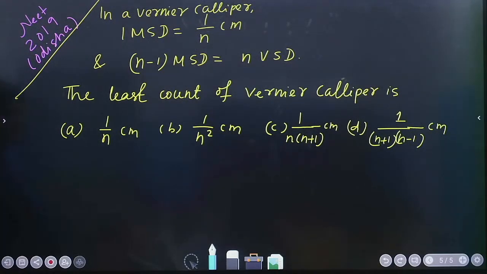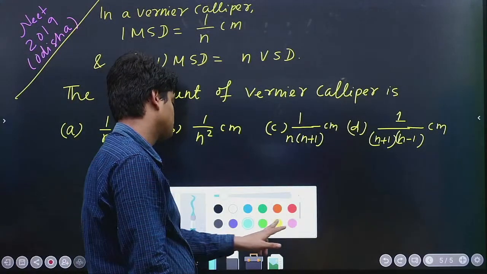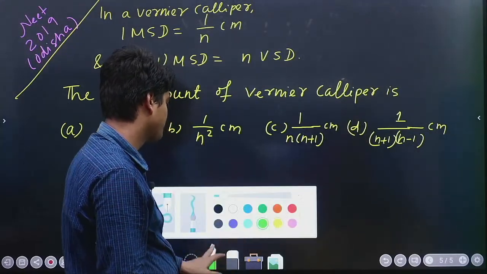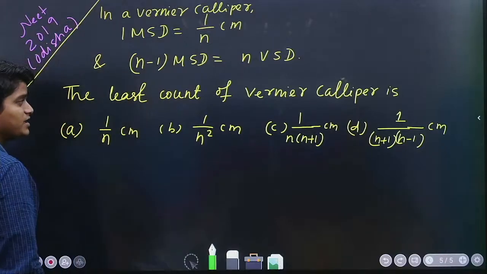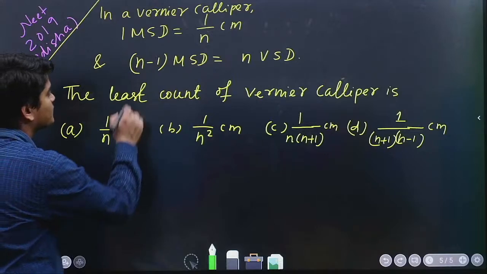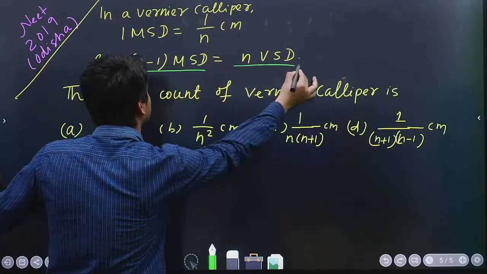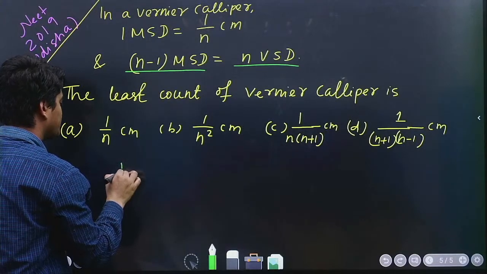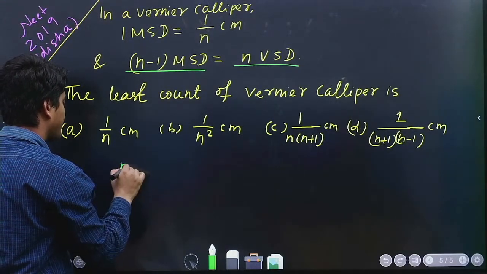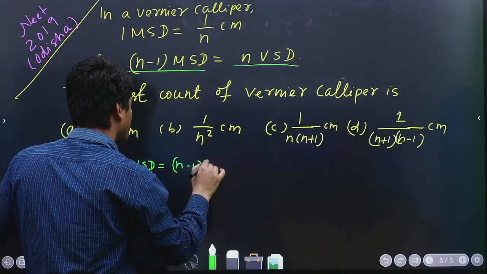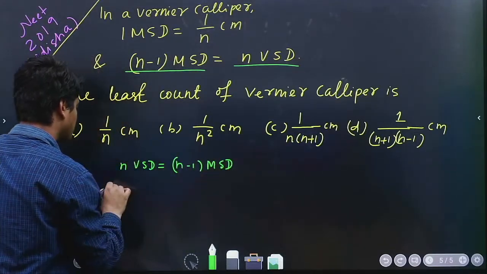Is it entering your mind or not? Mind means दिमाग. See, n minus 1 MSD how much? N VSD. Now you do your least count. First find, N VSD how much? N VSD is n minus 1 MSD.